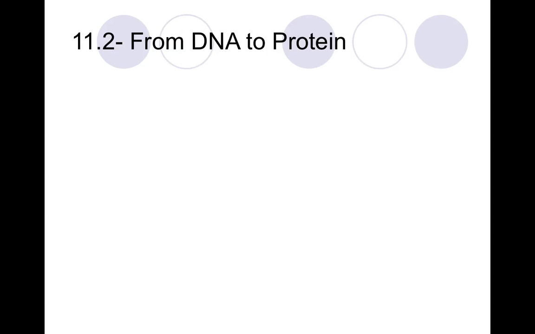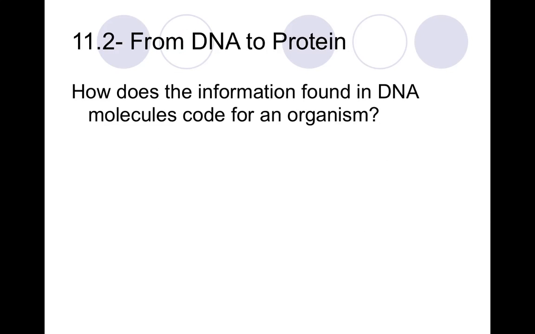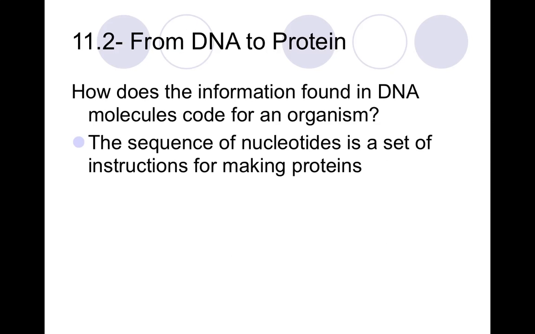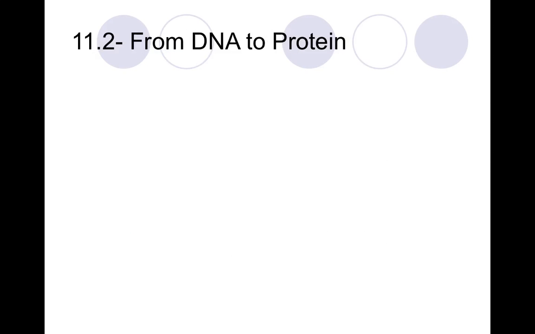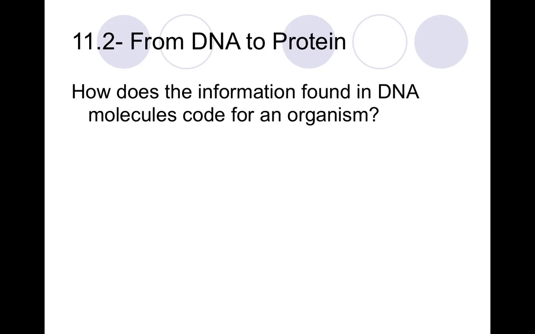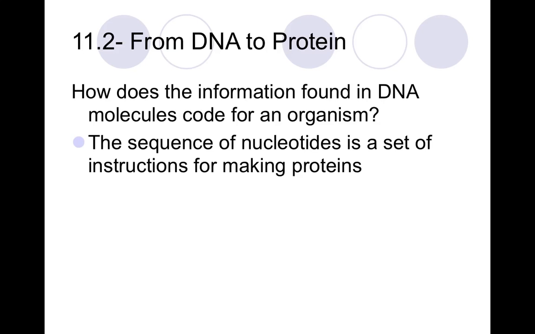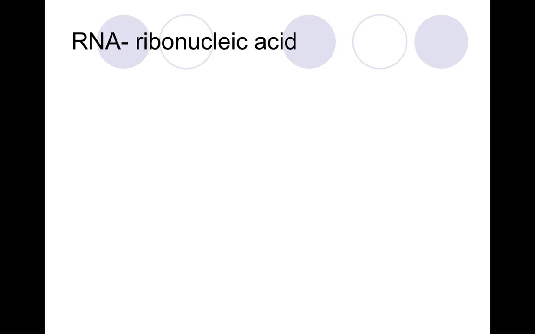So from DNA, we're also going to get our proteins. So how does the information found in DNA molecules code for an organism? Well, it codes for it because the sequences of those nucleotides are a set of instructions for making proteins. And when those proteins are made, that then gives our instruction.